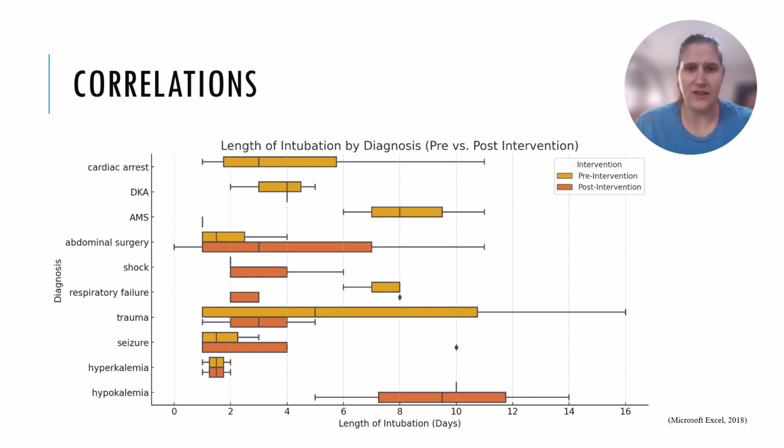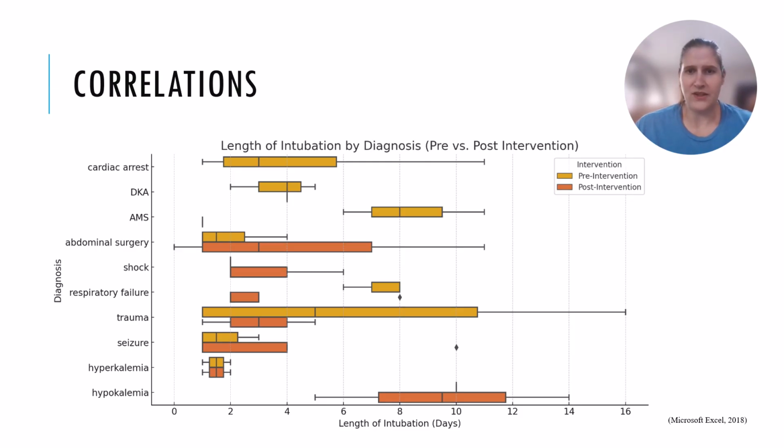The effects of the intervention varied by diagnosis. Patients with respiratory failure experienced the most significant reduction, with post-intervention intubation times decreasing to 75% of the pre-intervention values. This indicates an improvement in extubation practices for these patients. In contrast, patients who underwent abdominal surgeries and those who suffered from a trauma saw moderate reductions in intubation times, with median durations dropping to 50 and 40% of their pre-intervention values.